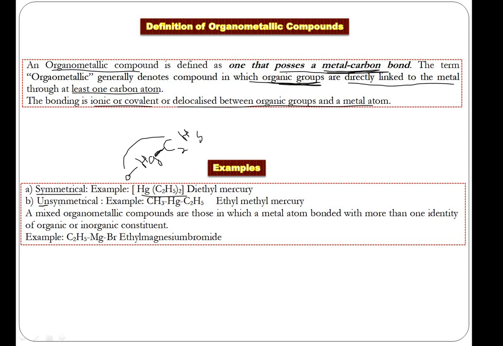Likewise, examples can be unsymmetrical. For example, ethyl methyl mercury. On this side you have the ethyl part and on this side you have the methyl part. So this is an unsymmetrical organometallic compound.